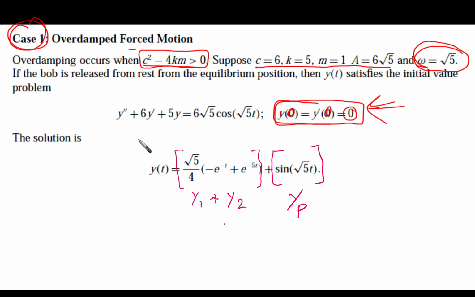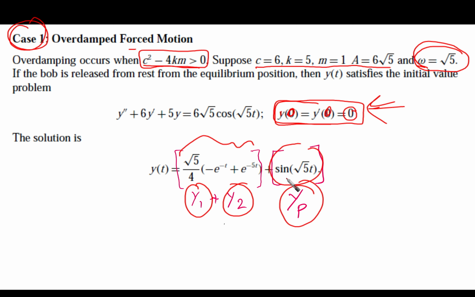The solution for this one is y of t equals y1 plus y2, coming from the associated homogeneous equation. You understand them very well. This is covering this part. And the third term is y particular, which is sine radical 5 of t. You can obtain it from our indeterminate coefficient strategies that we have already explained before. Okay?